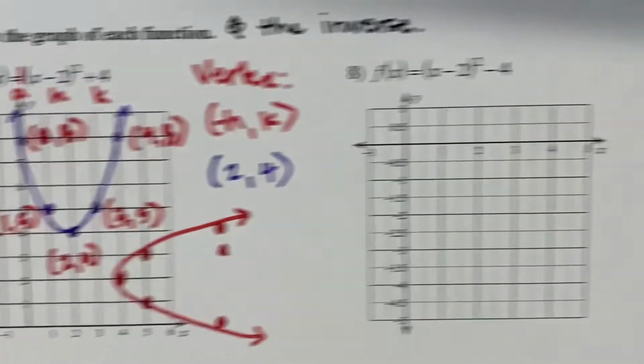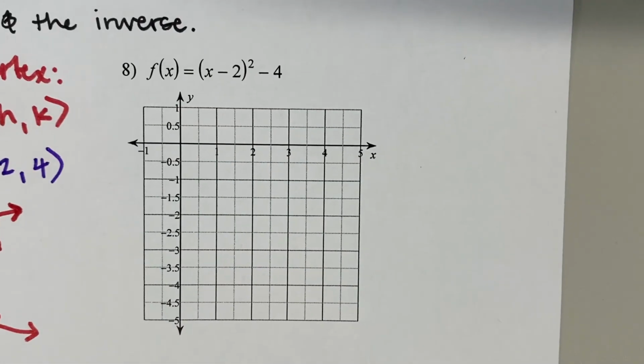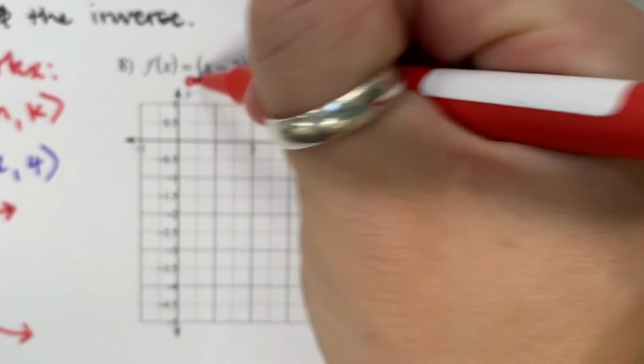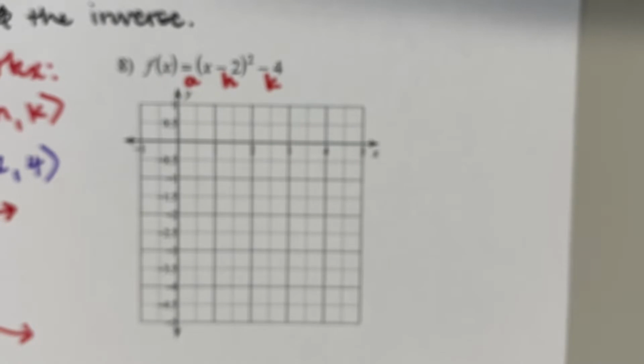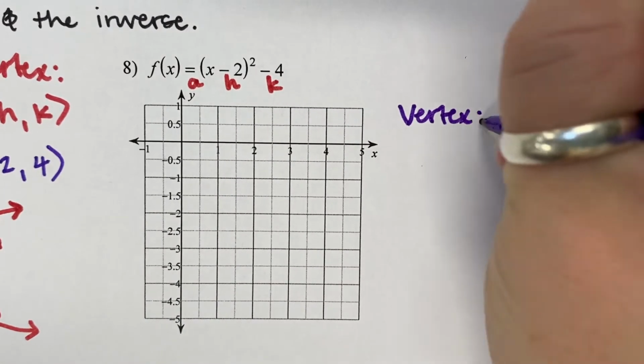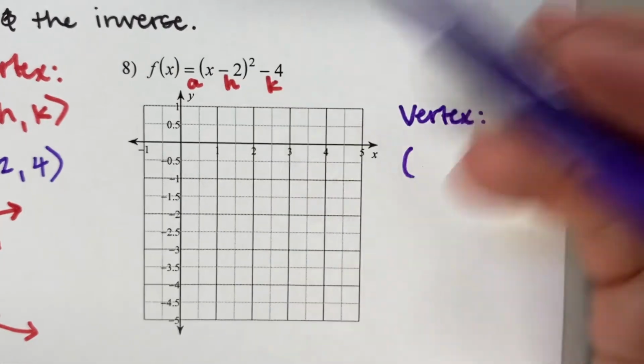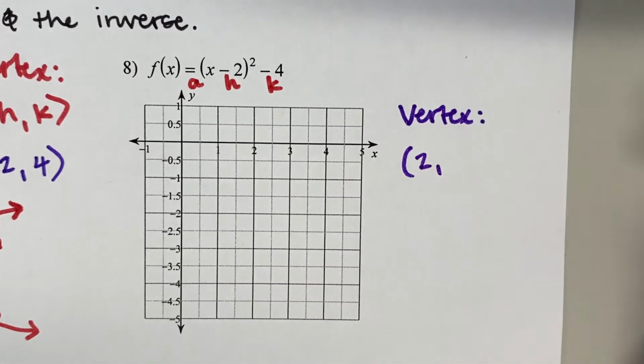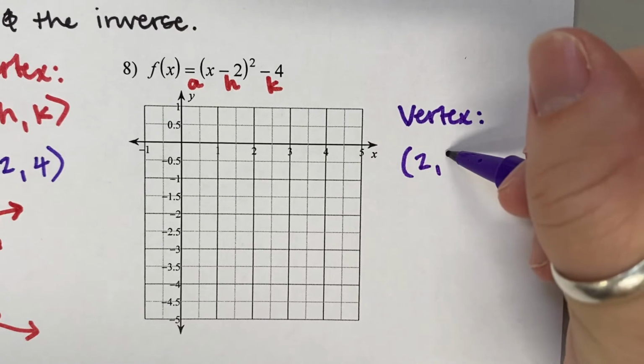Okay, let's do that again. Okay, so again, for vertex form, we have our A, our H inside, K on the outside. So we can quickly identify our vertex. Change the sign on the H, so it was -2, now it's +2. Keep the sign on the K, -4.